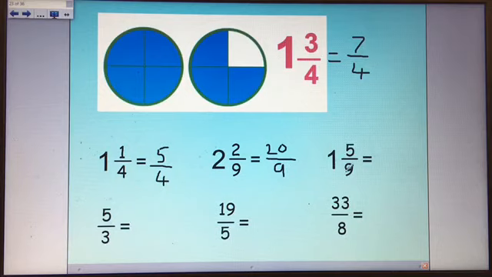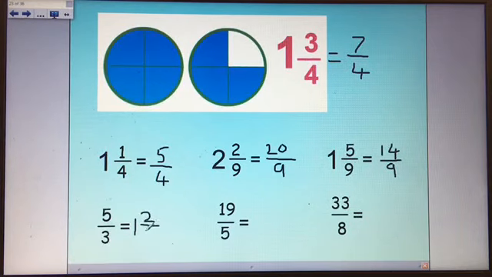Next one. 1 times 9 is 9. Add the 5 is 14. So that's 14 over 9. This one, this improper fraction here. 3 goes into 5 once, and then there's 2 left over, so it's 1 and 2 thirds.